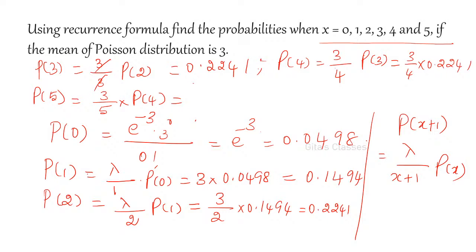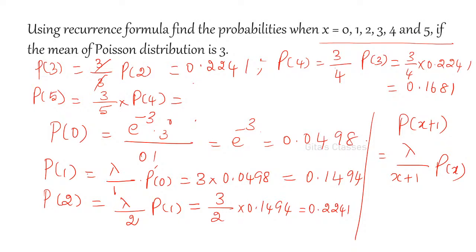Anyone? P of 3 is 3 by 4 into P of 2, that is 0.2241 into 3 divided by 4. Values. All of you have calculator, I think. Okay. 0.1681. Very good. Excellent.